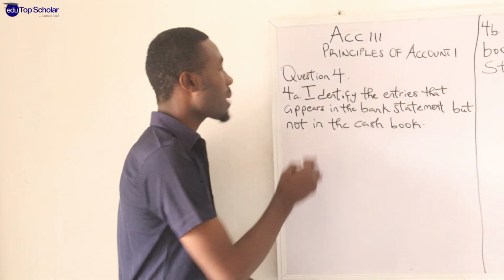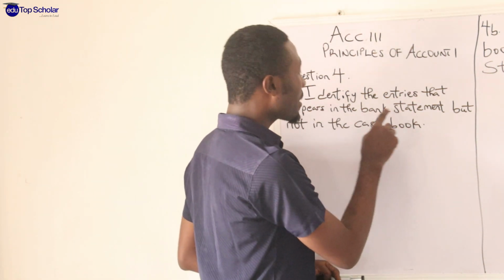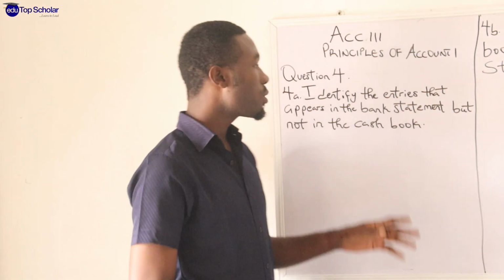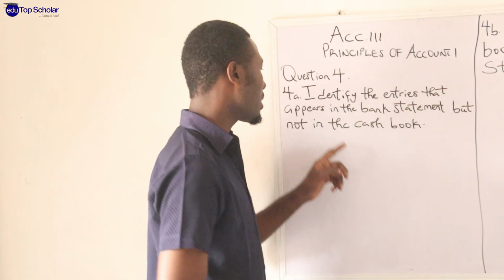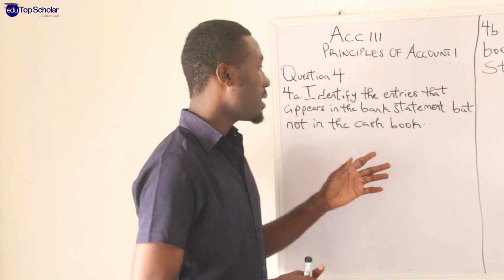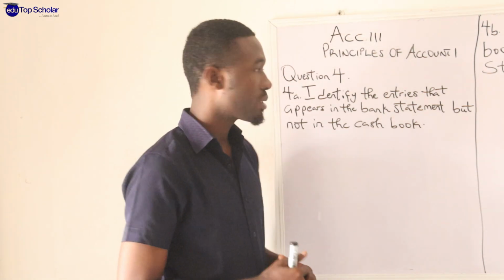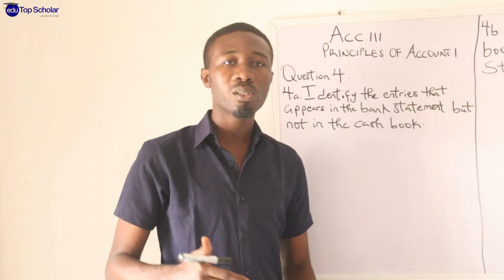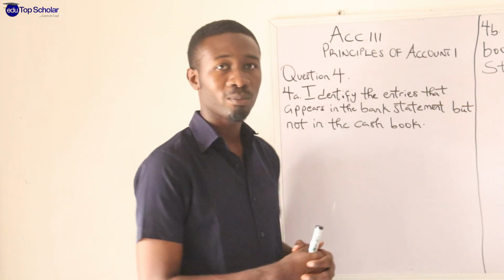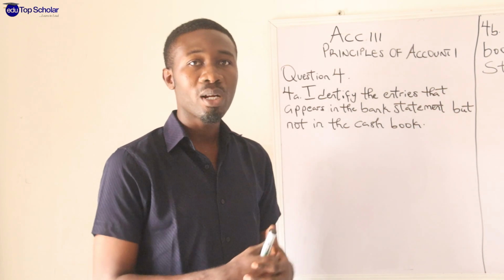So you are required to identify the entries that appear in the bank statement but not in the cash book. First of all, you need to understand what a bank statement is, and we've talked about what a cash book is in the previous questions. But what does a bank statement talk about? A bank statement is the record on the part of the bank of all the transactions of a business. So a bank statement shows all your transactions in their own accounts.